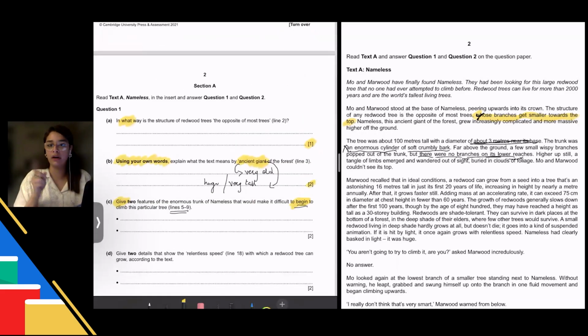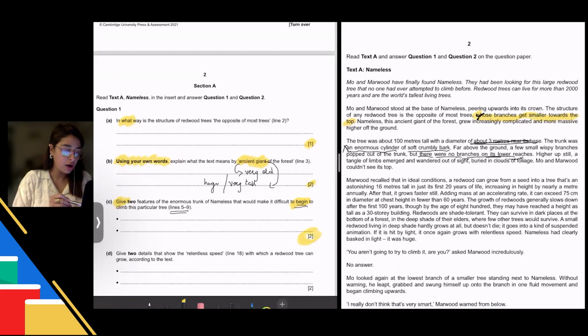Number one, the overall structure where it is very soft and crumbly, the bark itself, and how there aren't many branches to actually latch onto towards the beginning of the climb. All right. So just keep in mind it's a give question, so we do not need to rephrase. We simply pick up these two pieces of information and add them to the question.